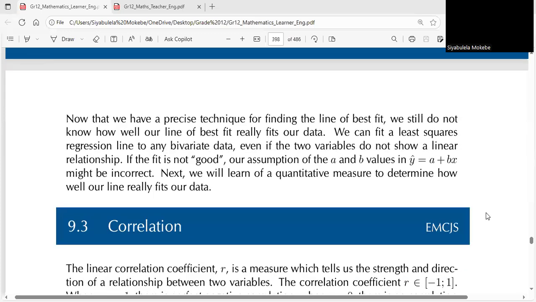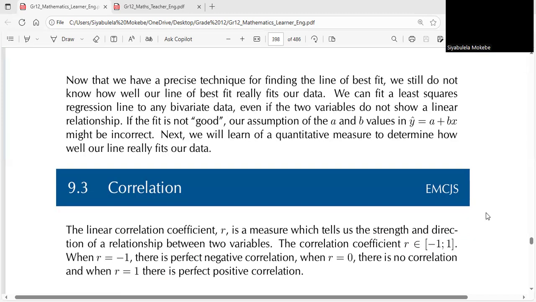Now that we have a precise technique for finding the line of best fit, we still do not know how well our line of best fit really fits our data. We can fit a least squares regression line to any bivariate data, even if the two variables do not show a linear relationship. If the fit is not good, our assumption of the A and B values in y hat equals A plus bx might be incorrect. Next, we will learn of a quantitative measure to determine how well our line really fits our data.